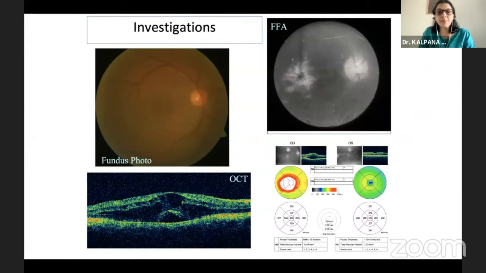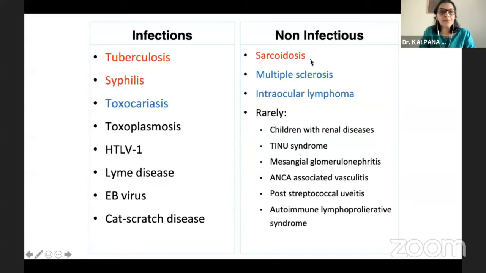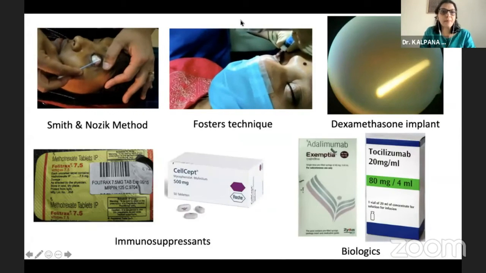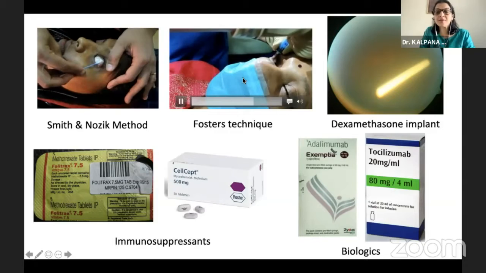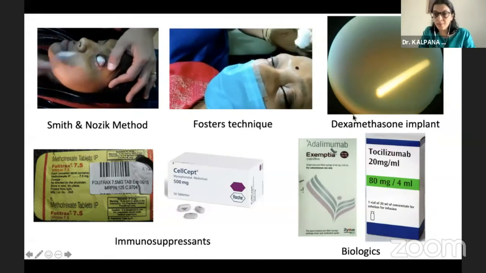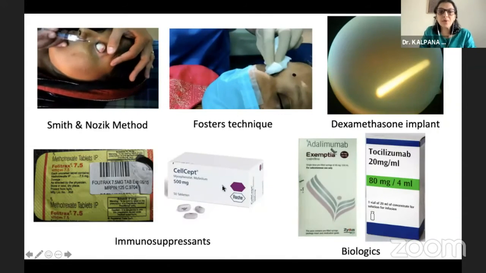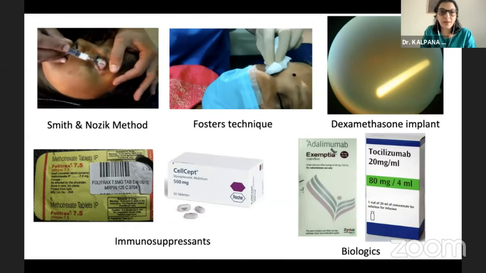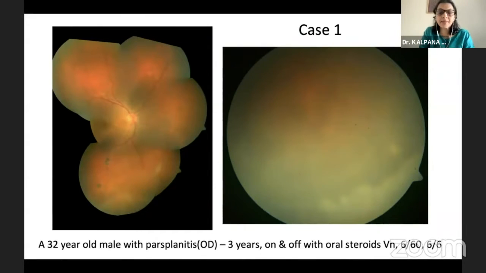Investigations are very useful, especially fluorescein angiography and OCT for monitoring these patients while on therapy. Now, these are the different causes of intermediate uveitis, both infectious and non-infectious. And we have come a long way from posterior subtenon injections to intravitreal implants, and from oral steroids and immunosuppressants to biologics in managing many of these cases with intermediate uveitis. So in the next few minutes, I will be discussing a few cases which have posed a diagnostic and therapeutic challenge.